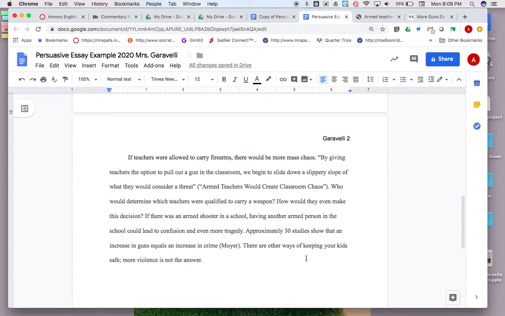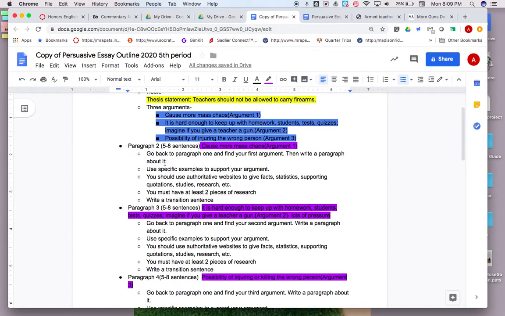Okay, so your first body paragraph. This is where you focus on your first argument. So I'm going to go back to my outline. My first argument is right here: cause more mass chaos. Okay, so your first argument, you are going to make that into a topic sentence.